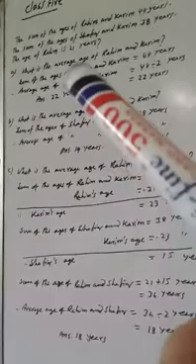What is the average age of Rahim and Shafiq? To find the average age of Rahim and Shafiq, first we have to find the sum of the ages of Rahim and Shafiq. Rahim's age is given in the problem, 21 years. We have to find Shafiq's age. To find Shafiq's age, we have to proceed in this way.